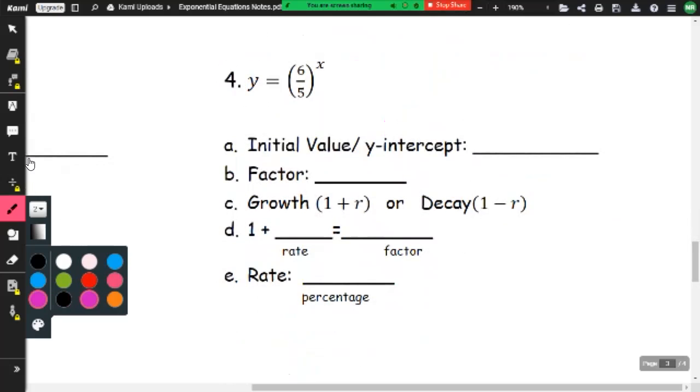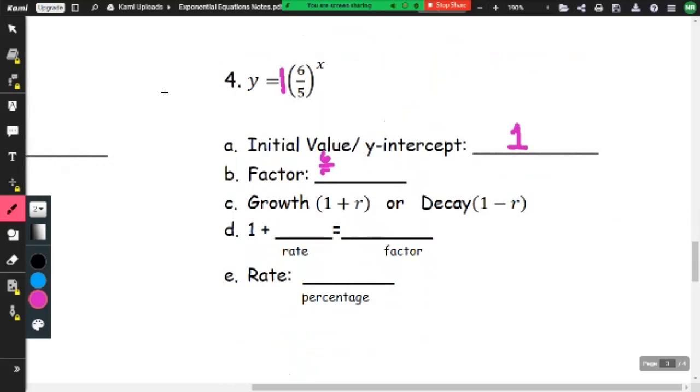Where do we start? If there is no number in front of a parentheses, you always fill it in with the number 1. So my initial value is 1. What's my factor? 6/5. And 6/5 is what as a decimal? Yeah, 1.2. Definitely larger than 1. So we're looking at growth. How do I go from 1 to 1.2? I added 0.2.